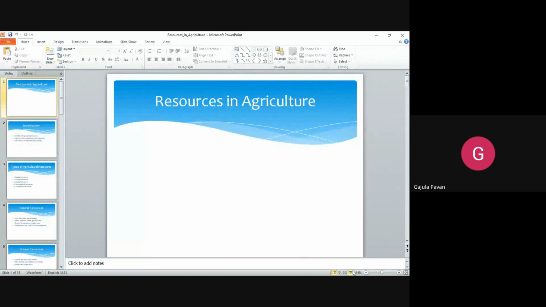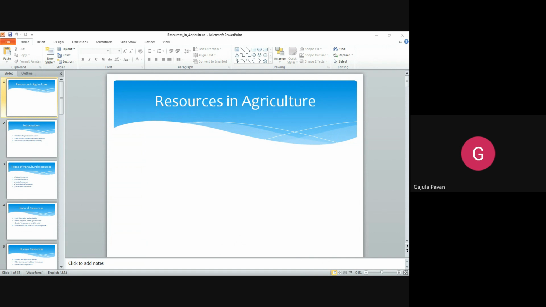So, another thing is resources. Second, the next concept in this is resources in agriculture. So what are the resources in agriculture?